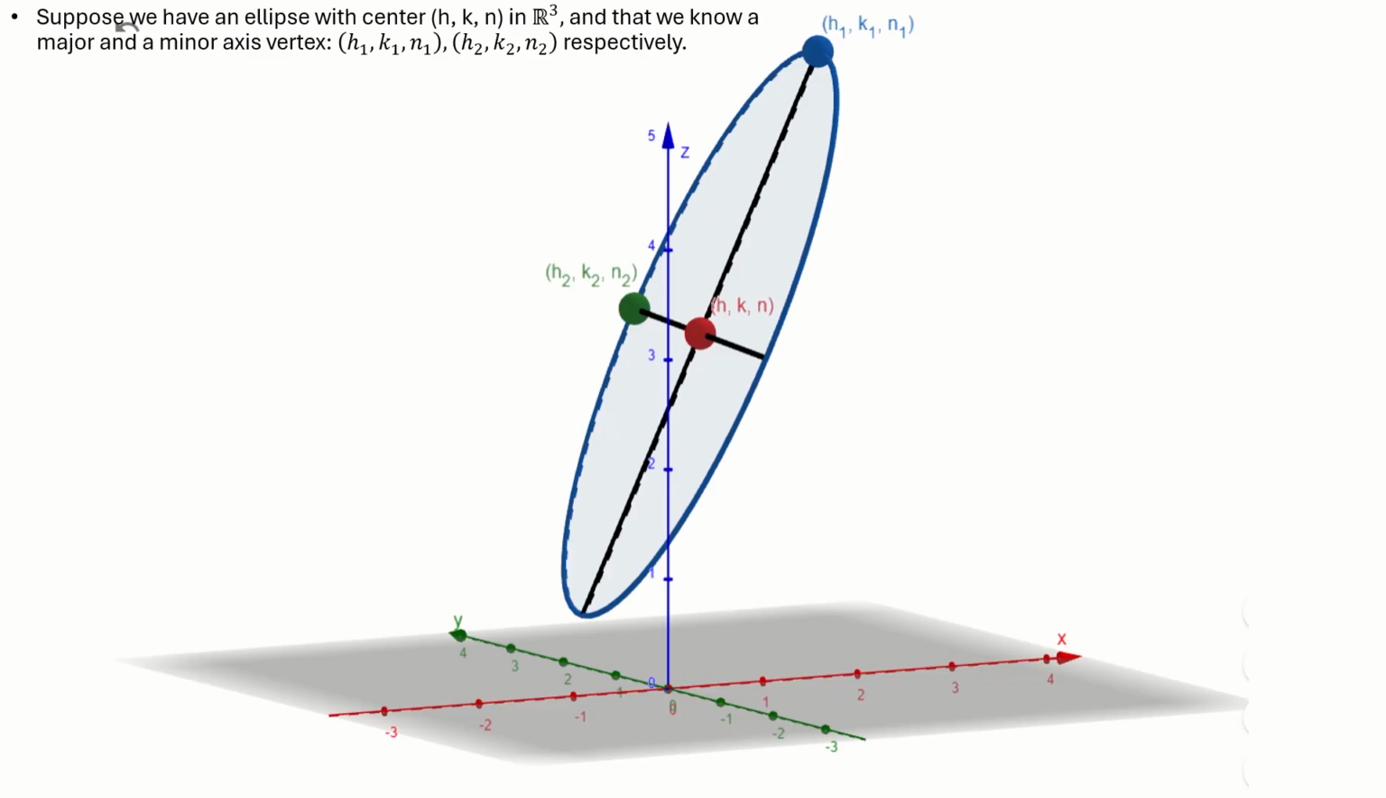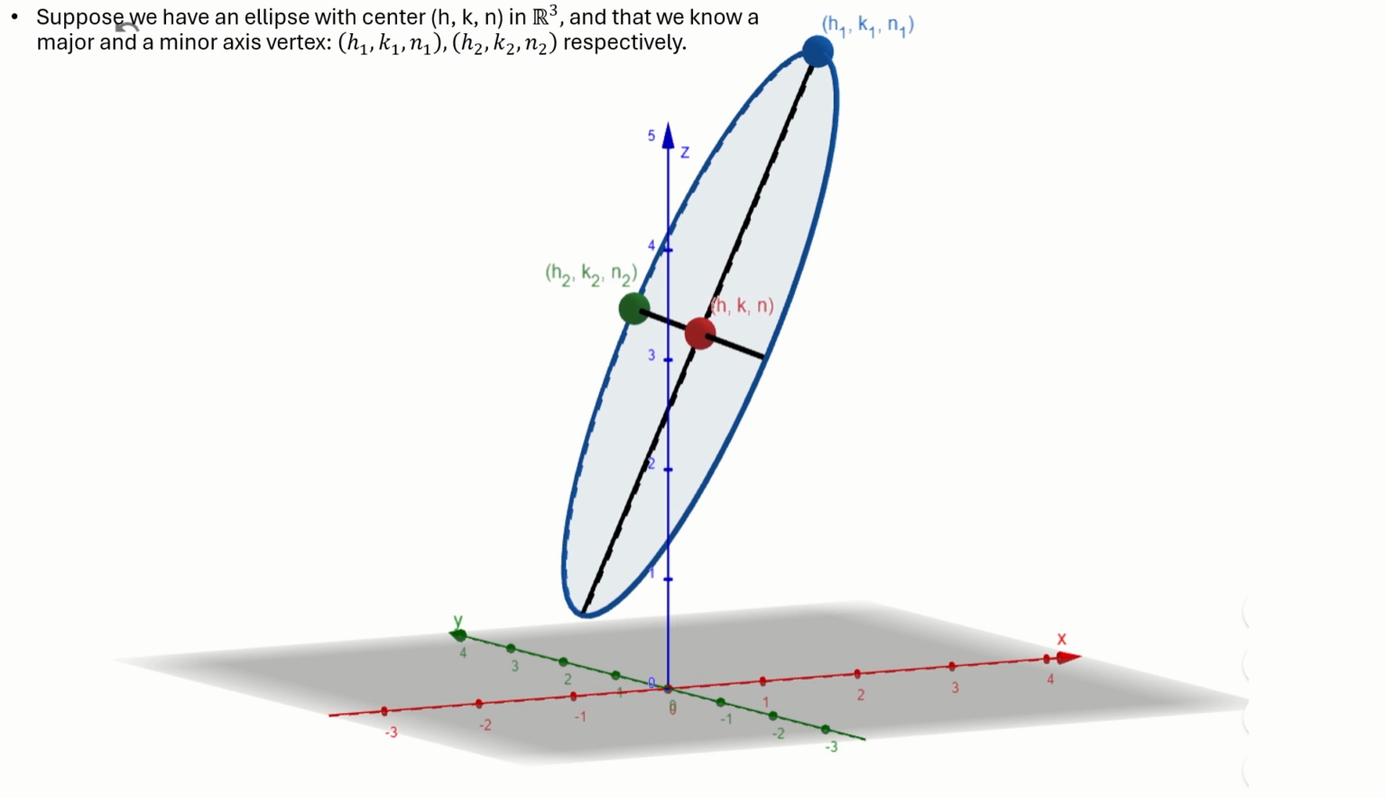In this video, we're going to look at how to parametrize a two-dimensional ellipse in 3D space. Specifically, suppose you're given an ellipse with center (h, k, n) in R3, and that you know one major axis vertex and one minor axis vertex. This is enough to parametrize the ellipse.